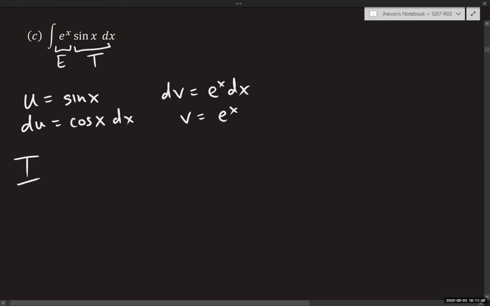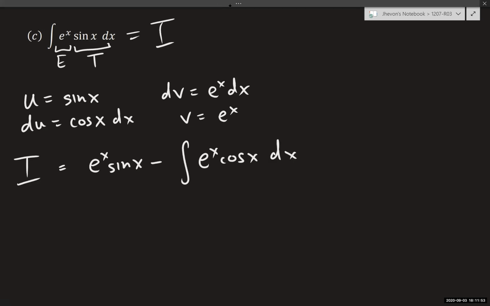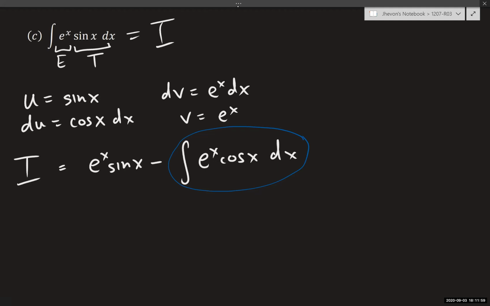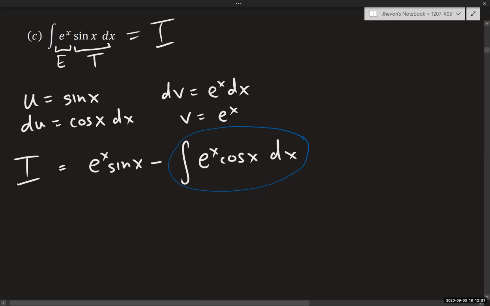So my original integral, let's call this I, is going to be u times v minus the integral of v du. So here we have a new integral to worry about. All right, how do I do that integral?